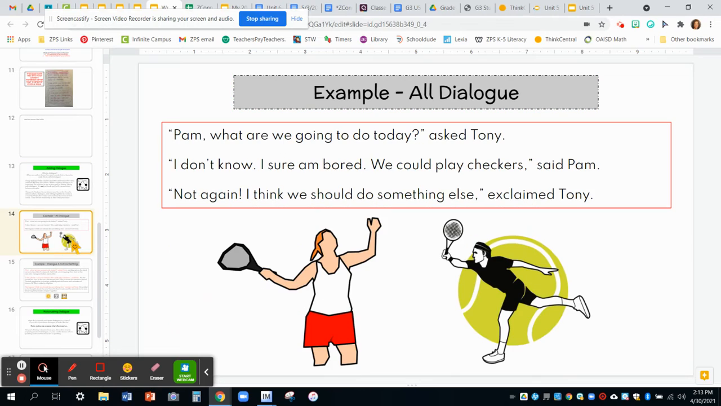So let's look at what not to do. This is an example of dialogue between two characters, and it's just back and forth. Okay, look inside the red box and let's read together.